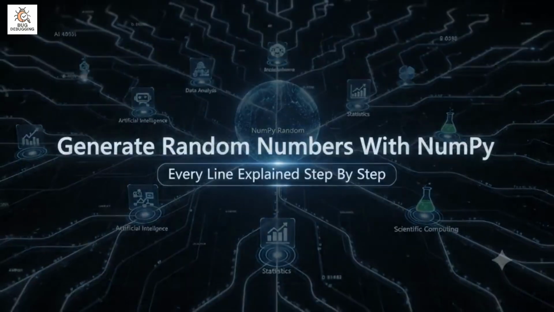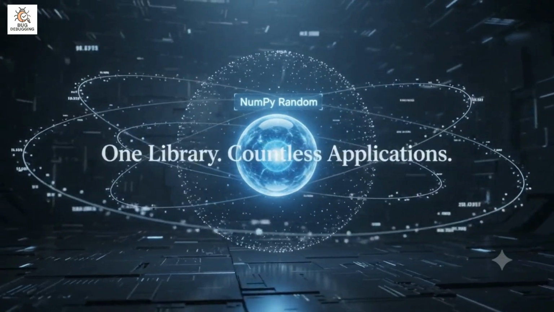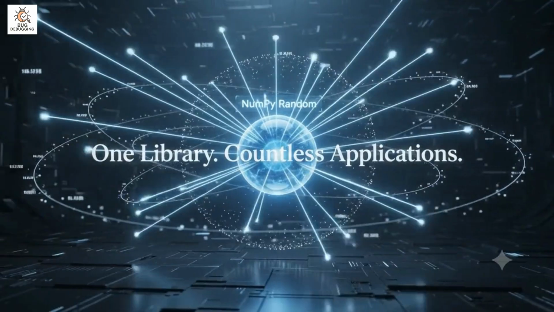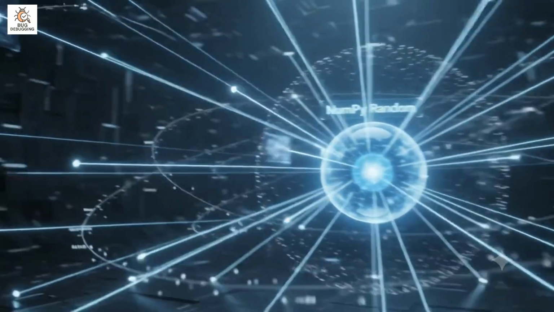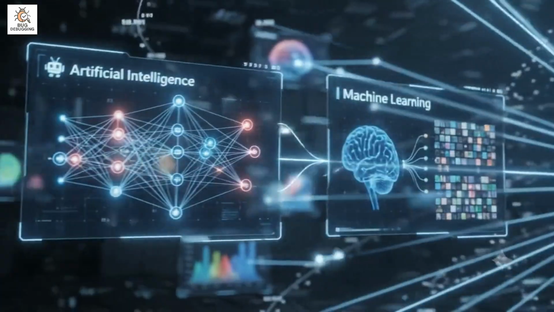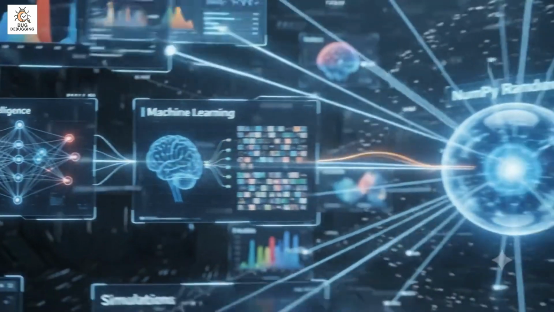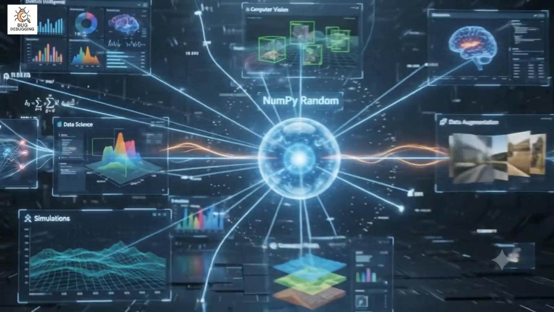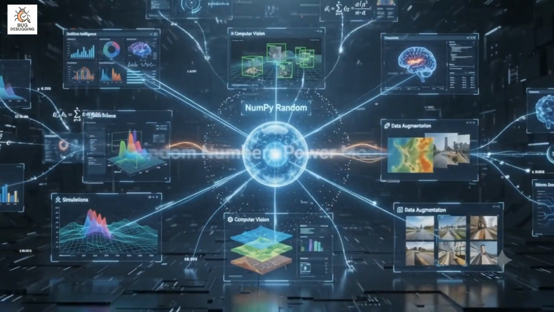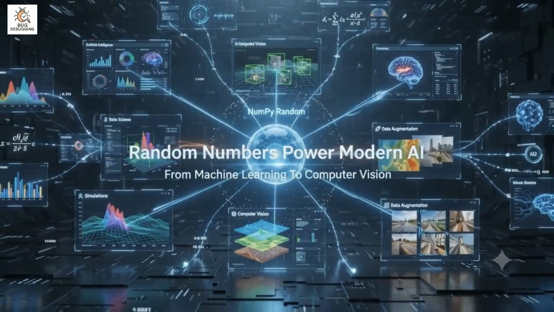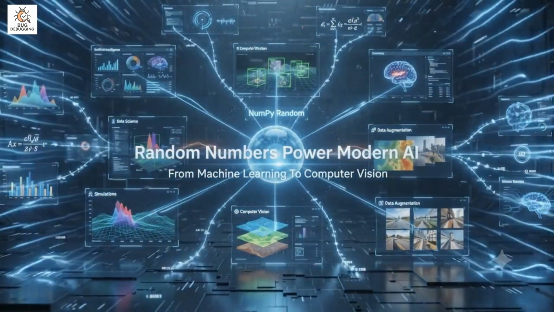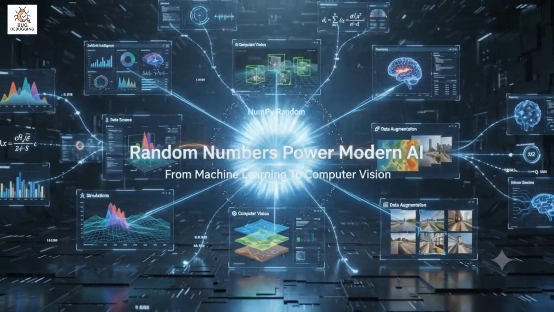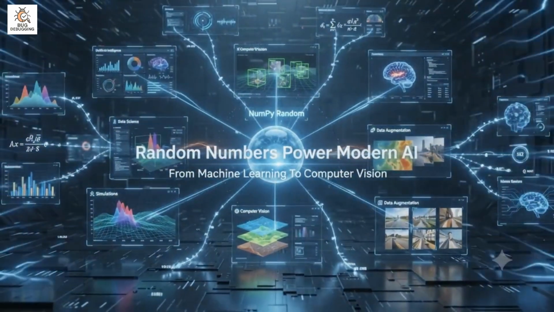Let's get started. In today's lesson, we are going to learn one of the most useful modules in NumPy Random. Random numbers are used everywhere, including artificial intelligence, machine learning, data science, computer vision, games, simulations, data augmentation. By the end of this video, you will know how to generate random numbers, integers, floating point numbers, random arrays, random choices, shuffle data, and control randomness using seeds.